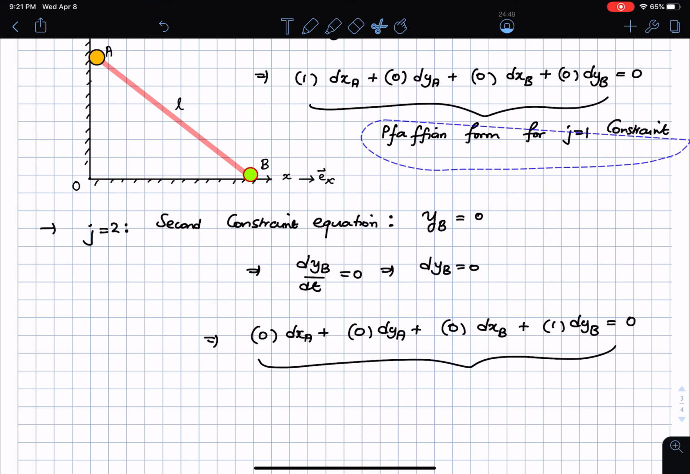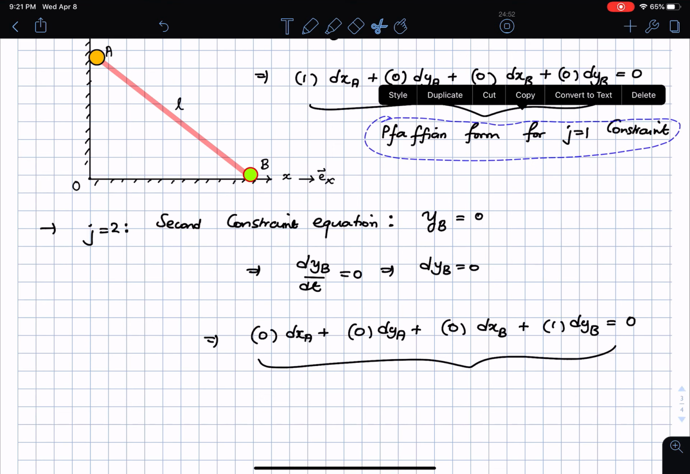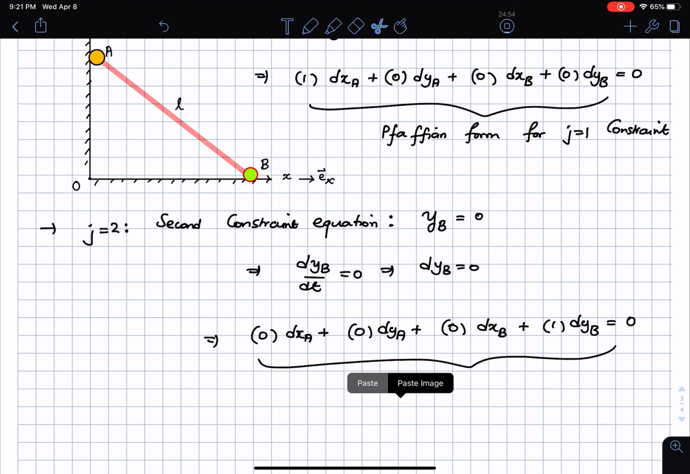I'm just going to copy this and bring that down here. And this is the Pfaffian form for the j is equal to 2 constraint.